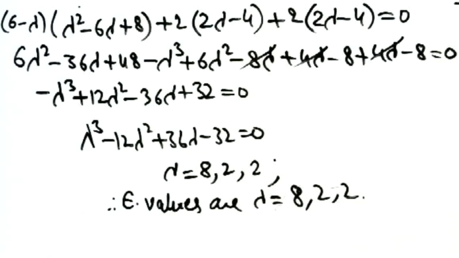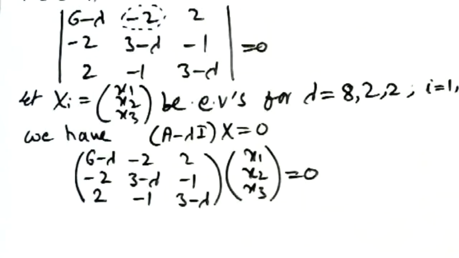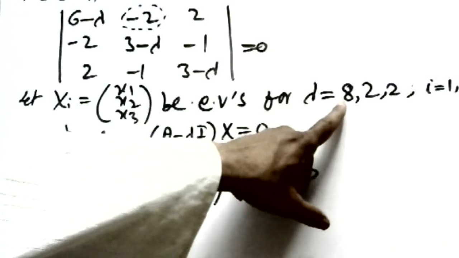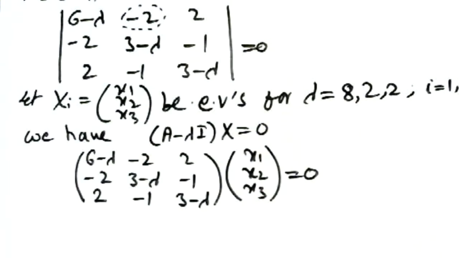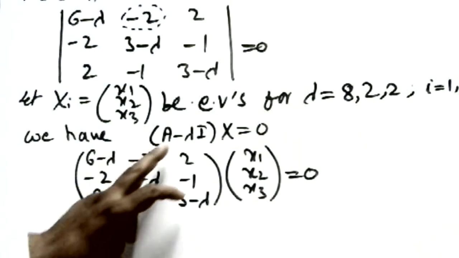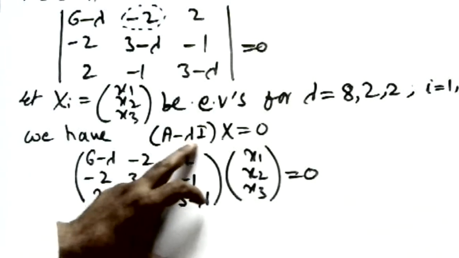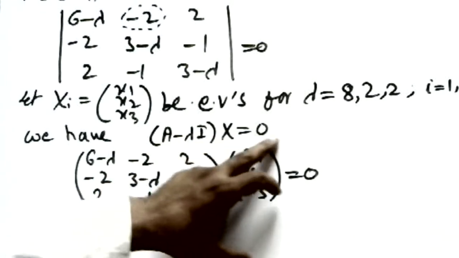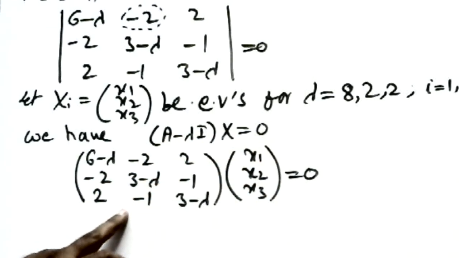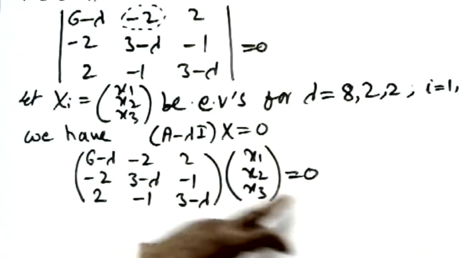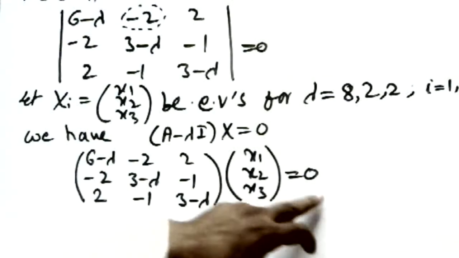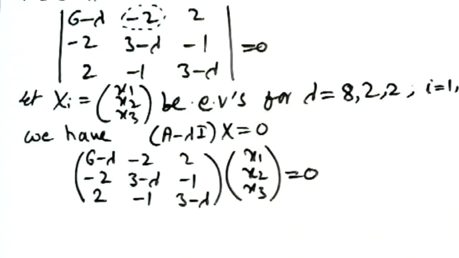Let me find the vector with respect to the value lambda equals to 8. Now you see here, we take the vector as x1 x2 x3. We have to substitute in this matrix, A minus lambda I into x equals to 0. So A minus lambda is this one into x equals to 0. Already we wrote what A minus lambda is here.